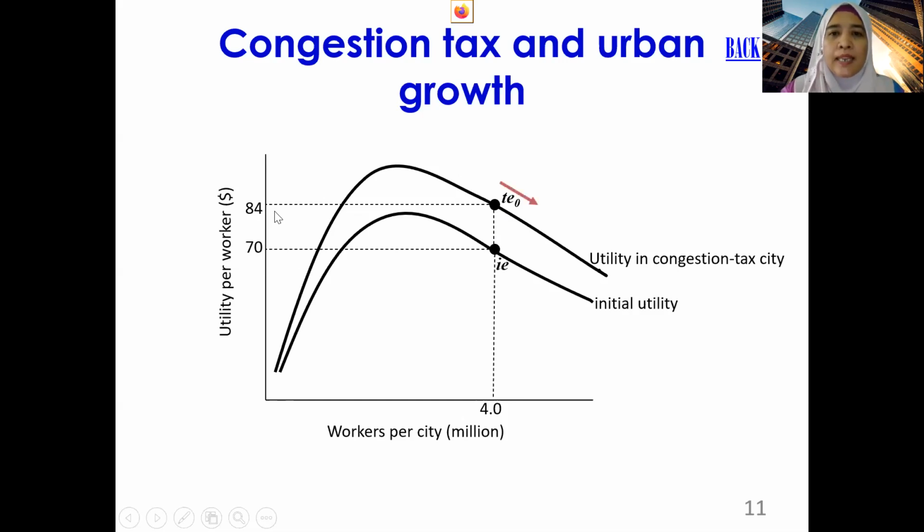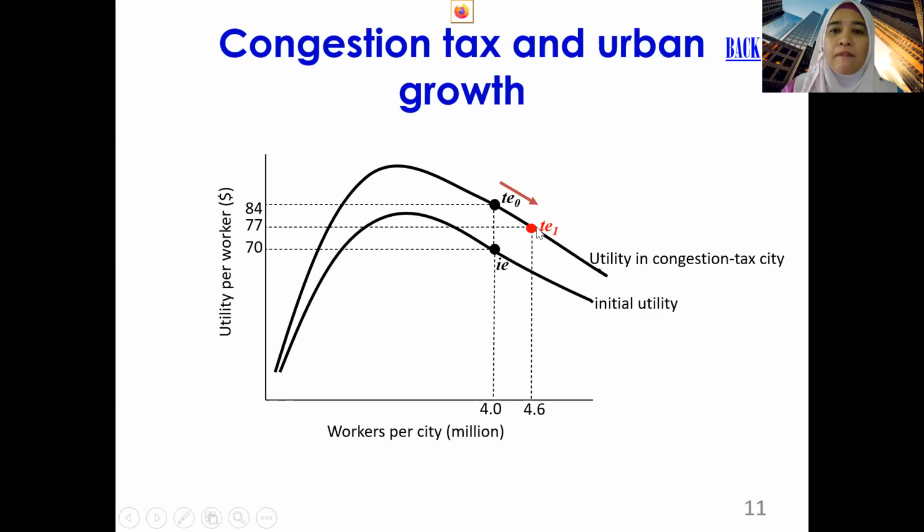Okay, now next. What happens in the new city because they have higher utility in the city that introduced the congestion tax? The number of workers will increase. The movement is to the right on the marginal utility curve. At this level, for instance, this is the number of workers in the new city. They increase, with more workers going to the city that introduced the congestion tax.